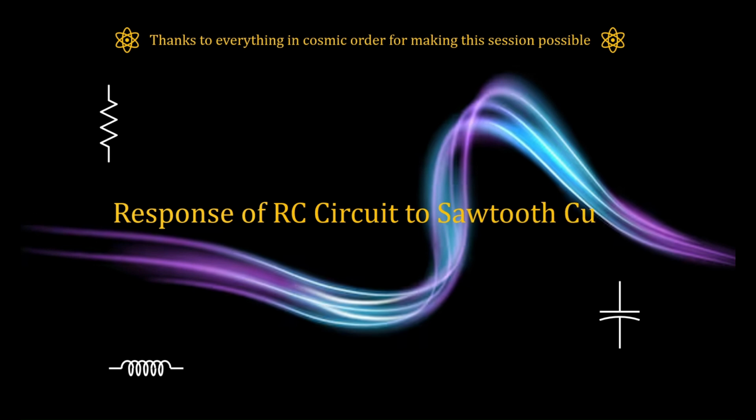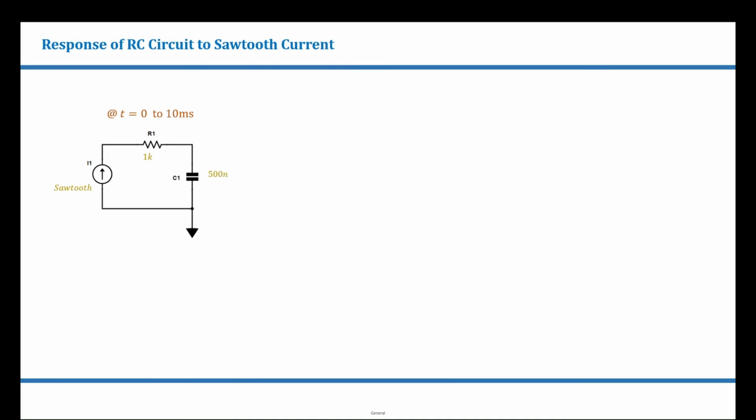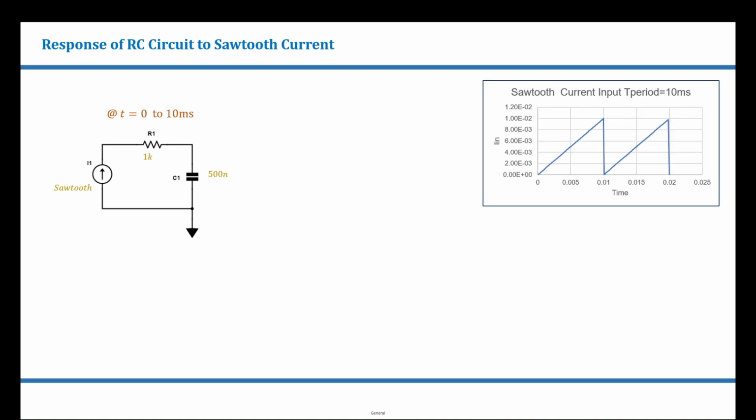Today we will analyze the response of an RC circuit when the input is a sawtooth current waveform. Consider an RC circuit. Here the resistor is 1 kilo ohm, the capacitor is 500 nanofarads, and the input current source is a sawtooth with height equal to 10 milliamps and time period of 10 milliseconds. We want to find the voltage across the capacitor.